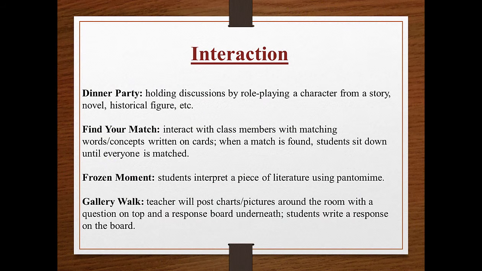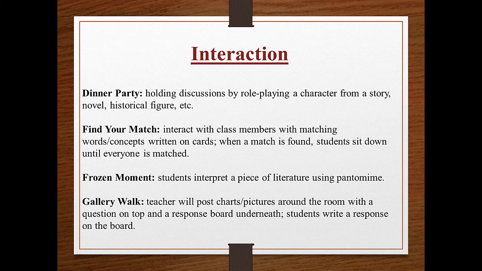Let's look at some activities that incorporate interaction. There's dinner party, where the students hold discussions by role-playing a character from a story, novel, historical figure, etc. Find your match: students interact with class members with matching words or concepts written on a card. When a match is found, students sit down until everyone is matched.